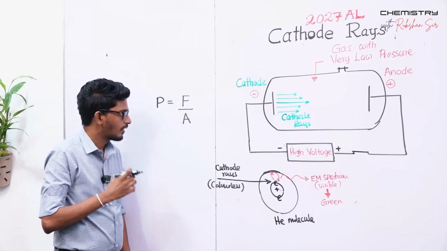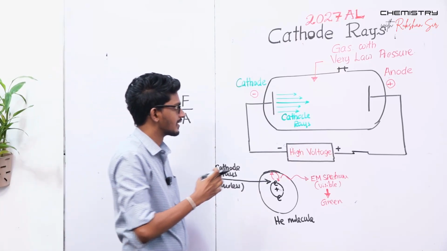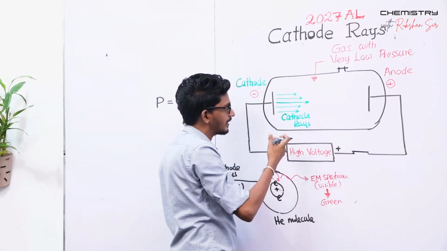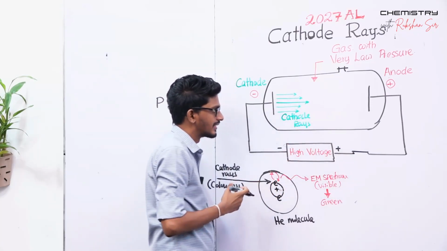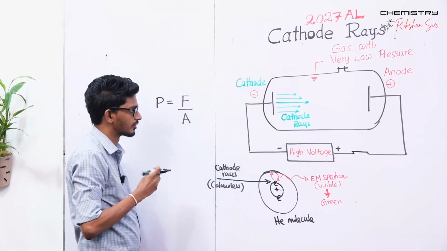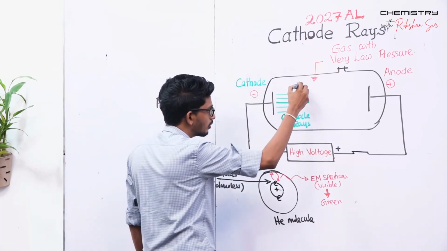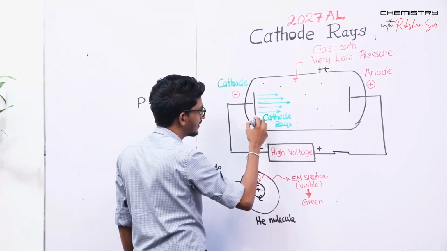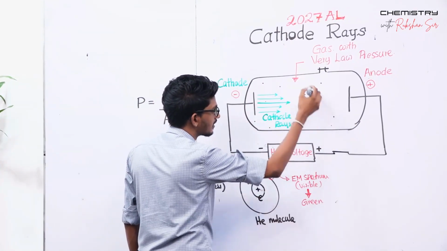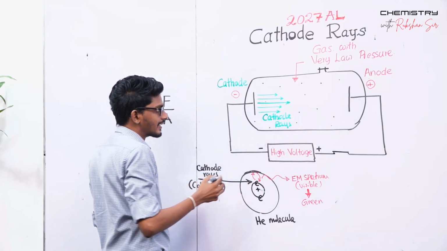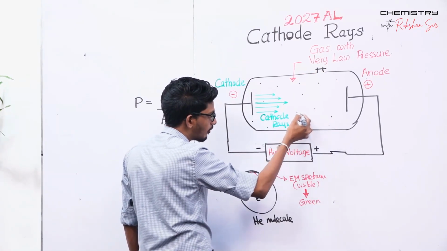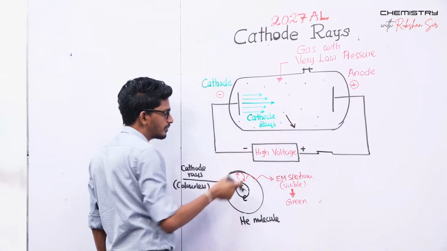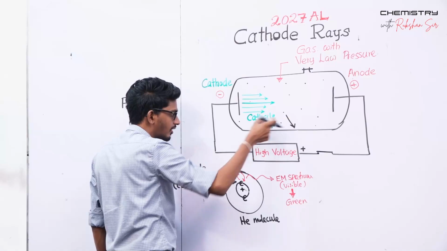So, how does a pressure arise in a gas? How does pressure appear in a gas tube? It is because of the gas molecules inside the tube, right? When they collide with the walls of the tube, they will exert some pressure on those.